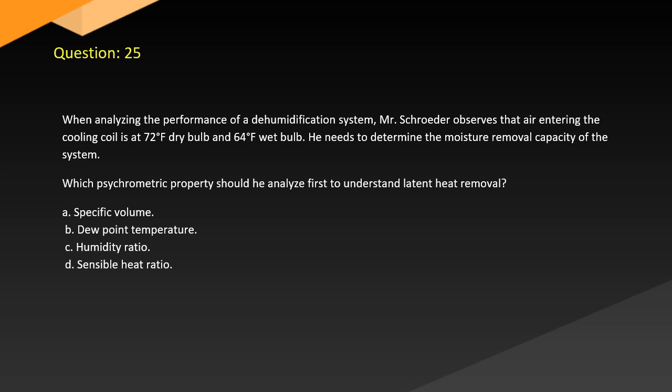Question 25. When analyzing the performance of a dehumidification system, Mr. Schroeder observes that air entering the cooling coil is at 70 degrees dry bulb and 64 degrees wet bulb. He needs to determine the moisture removal capacity of the system. Which psychrometric property should he analyze first to understand latent heat removal? A. Specific volume. B. Dew point temperature. C. Humidity ratio. D. Sensible heat ratio.